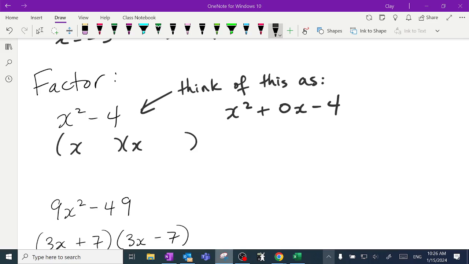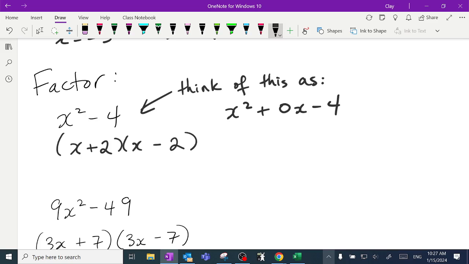Well, the only way to add two numbers and get nothing is if they're exactly opposite, right? And the only way to get a negative when you multiply is if they're opposites. What two numbers times to make negative 4 but would add to make nothing? Plus 2 and minus 2.